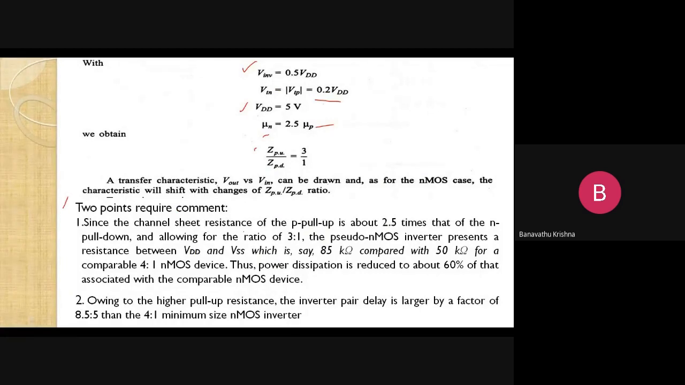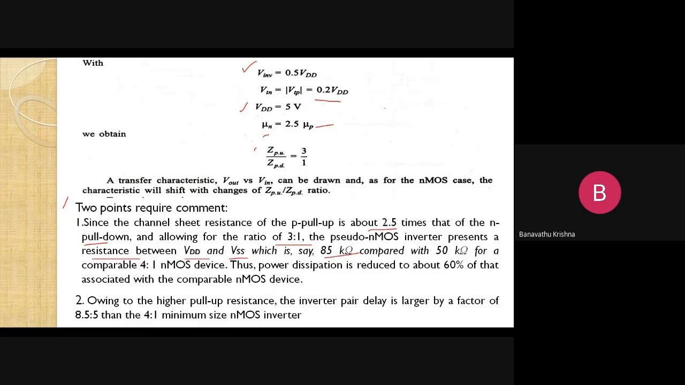So based on that, I want to conclude two points here. Since the channel sheet resistance of the pull up is 2.5 times, the pull up device here is a P channel device. Actually we know that the pull up device in an NMOS inverter is a depletion mode N channel device. But instead of the N channel, we are going to replace it with a P channel device. So you know that the resistance of the P channel device is 2.5 times that of the N channel, that is the pull down, right? And allowing the ratio that is 3:1, the pseudo NMOS inverter presents a resistance between VDD and VSS, which is say 85 kilo ohms.